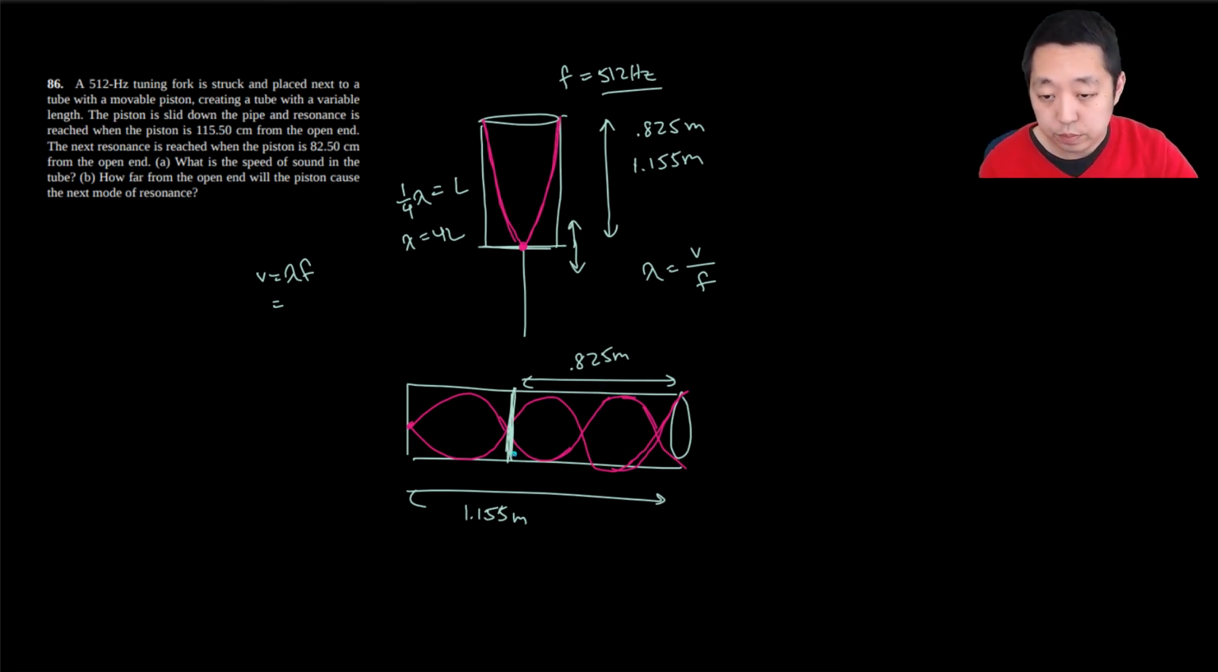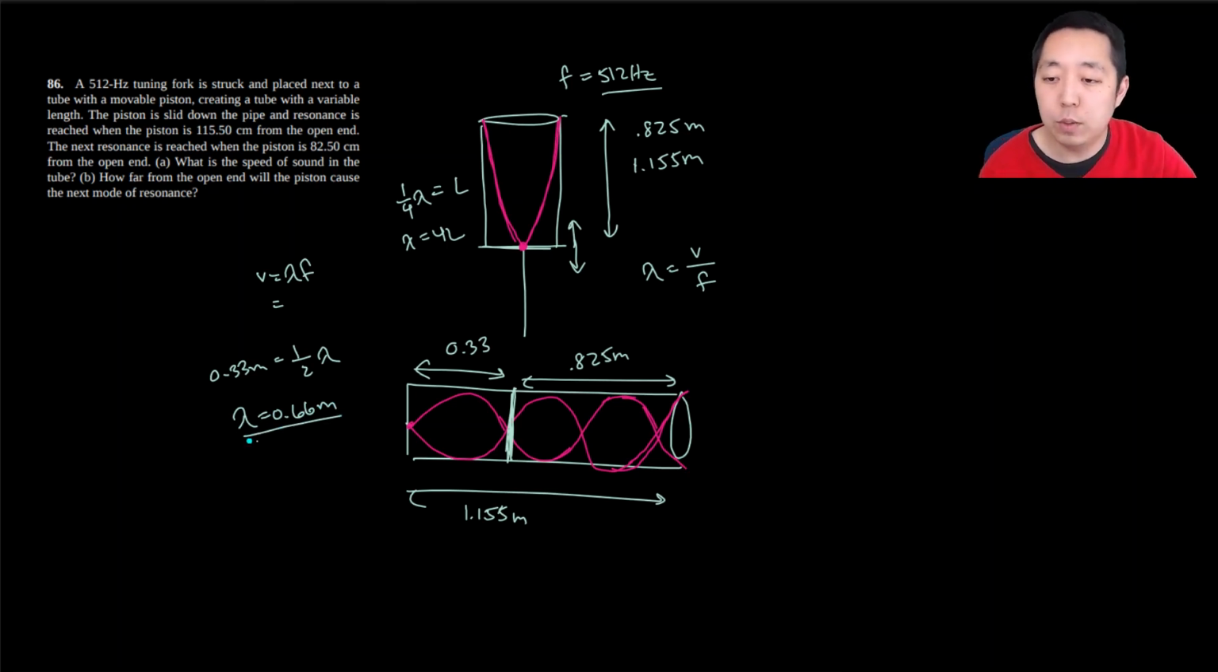Okay. And so we don't know which harmonic it is, but we do know that this distance must be half the wavelength from this picture, right? So this distance here has to be 1.155 minus 0.825, and I get 0.33. So 0.33 meters has to equal half of the wavelength, or the wavelength is 0.66 meters. Okay.